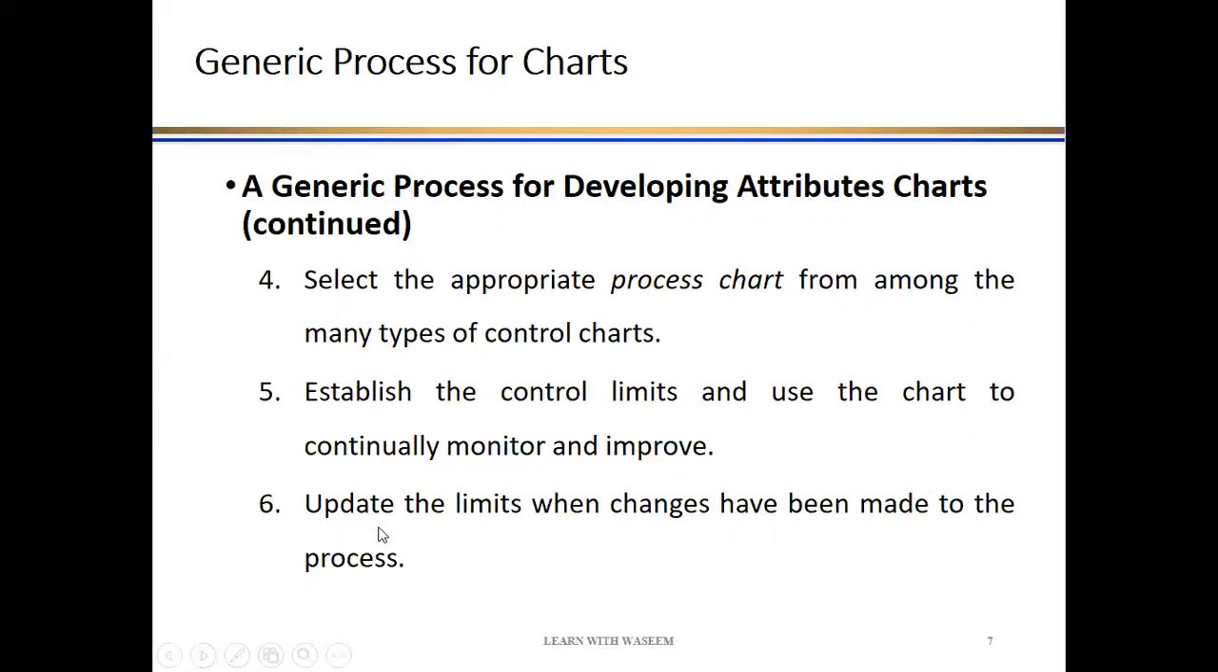And the sixth step is to update the limits when changes have been made to the process. So these were the 6 basic steps for developing the attribute charts.